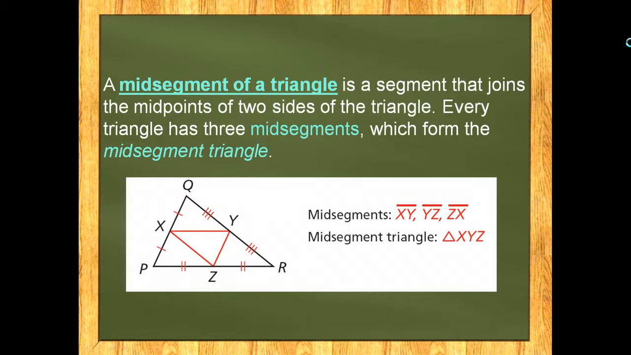A mid-segment of a triangle is a segment that joins the midpoints of two sides of the triangle. Every triangle has three mid-segments, which form the mid-segment triangle. If we look at the picture here, we see that X, Y, and Z are the midpoints of the sides of the triangle. If we connect those, they become a triangle inside the triangle PQR.